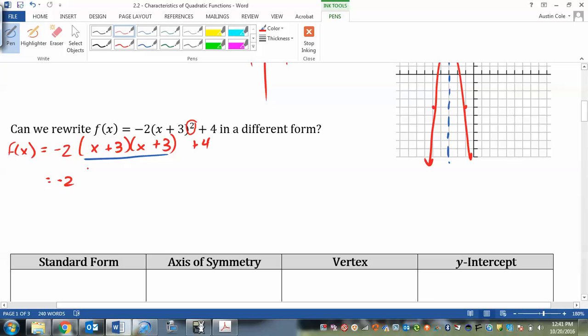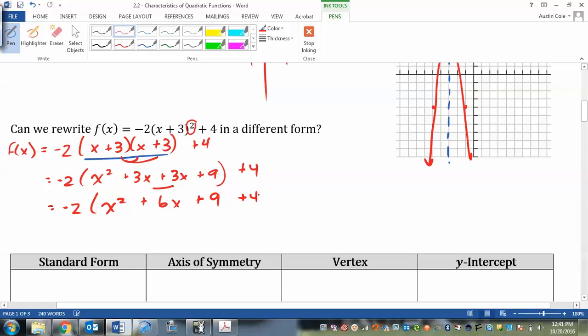What's x times x? X squared. What's x times 3? 3x. What's 3 times x? 3x. What's 3 times 3? 9, plus 4. Can I combine like terms here? I can. I'm going to get negative 2 times x squared plus 6x plus 9 plus 4.